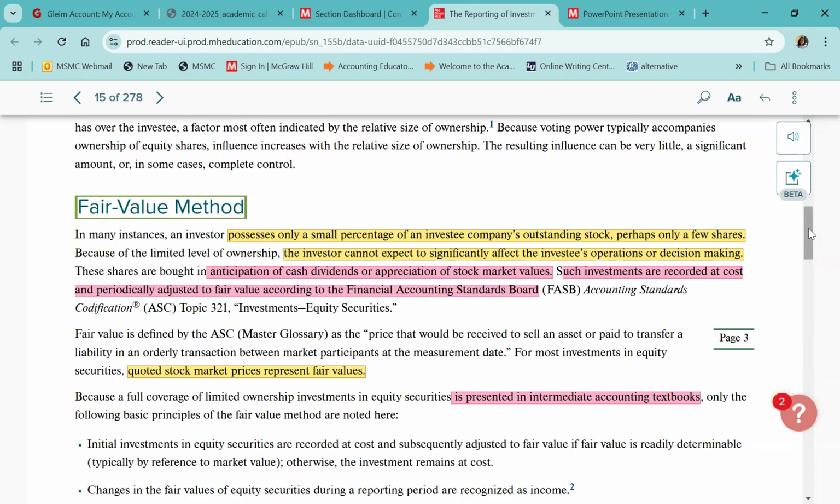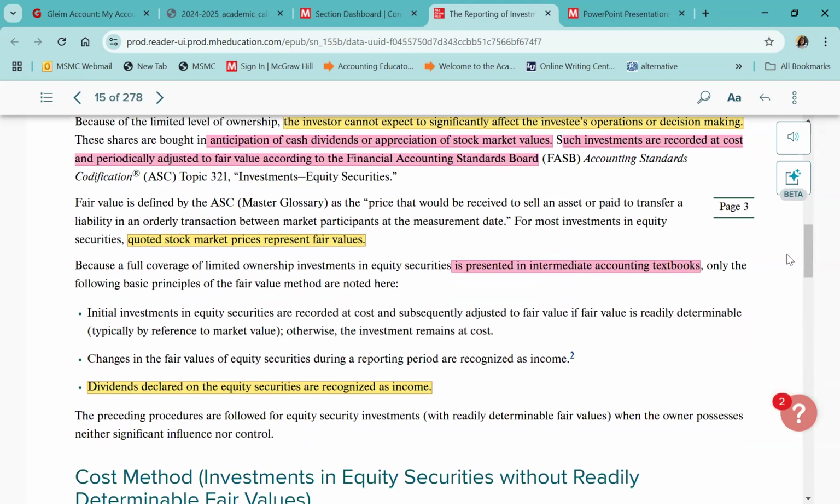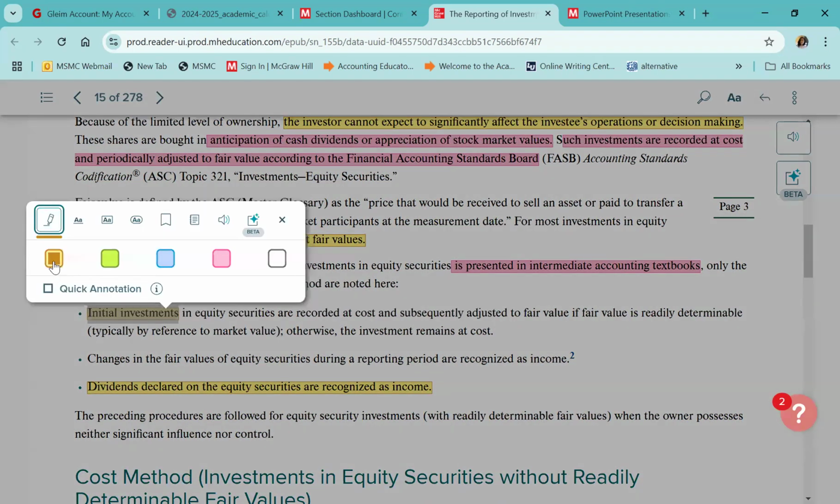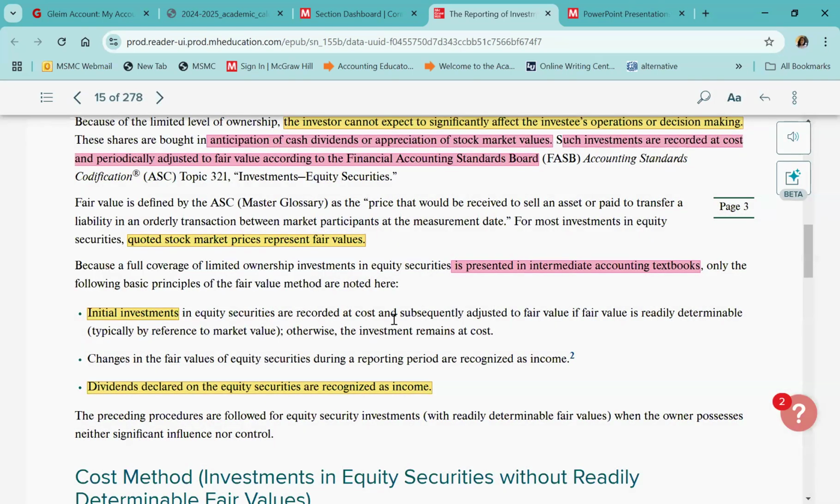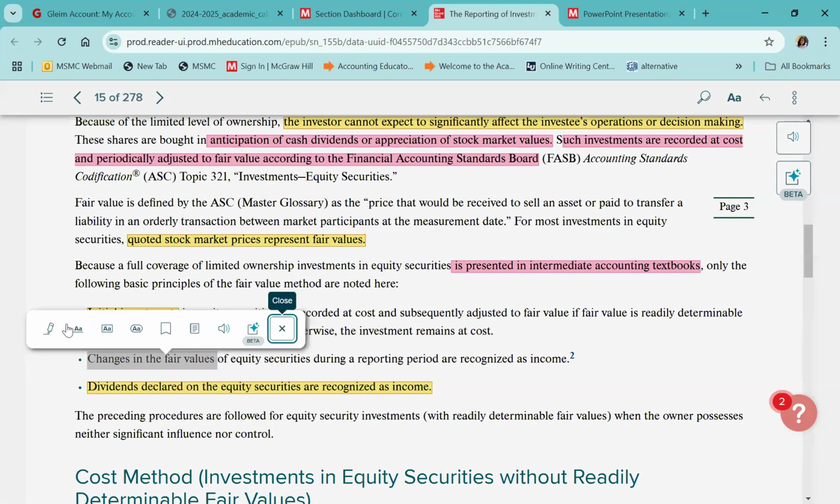So what are the accounting transactions here? One is the initial investment. That's when you credit cash and you debit the investment. Then the second one is changes in fair values of the equity security during the reporting period. Stocks go up, you increase the investment. Stocks go down, you decrease the investment.